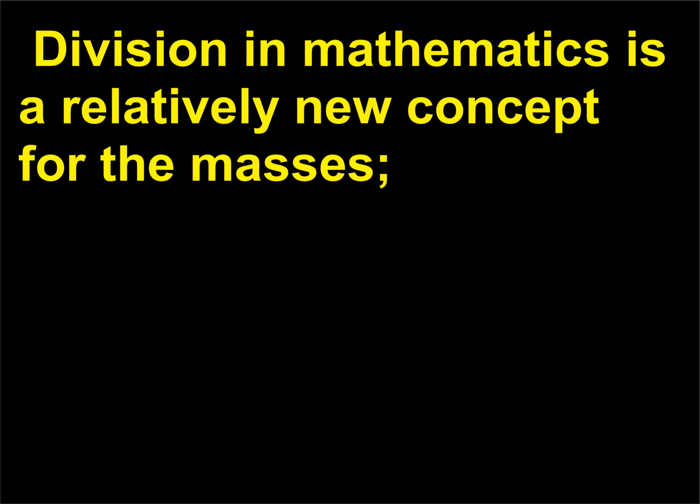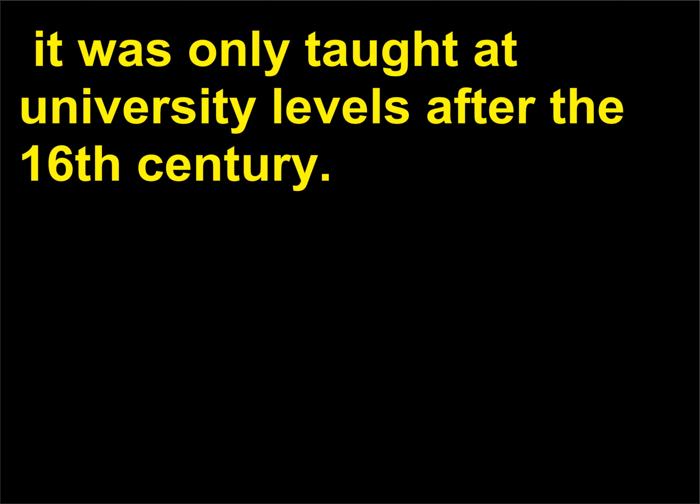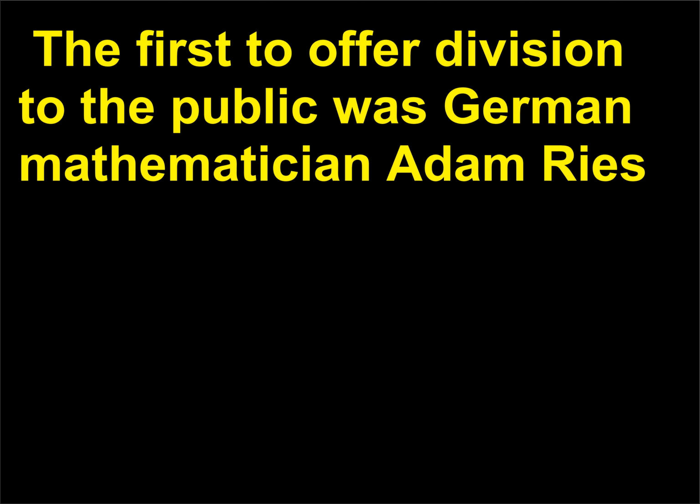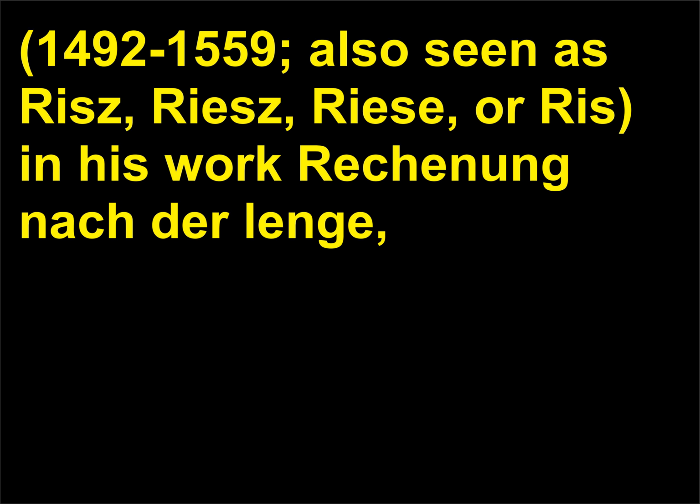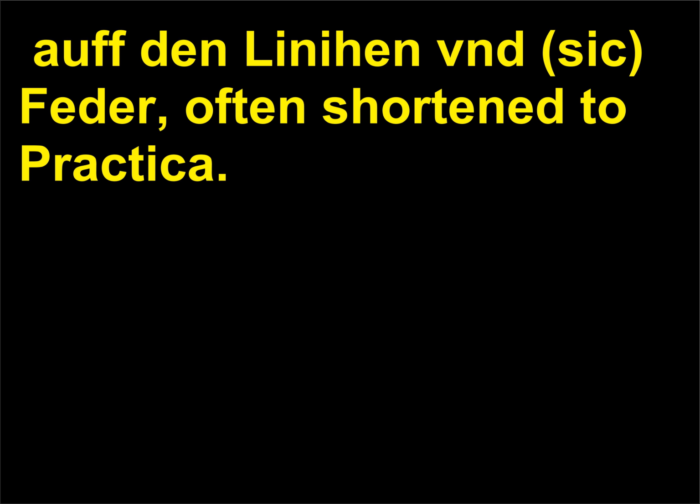Division in mathematics is a relatively new concept for the masses. It was only taught at university levels after the 16th century. The first to offer division to the public was German mathematician Adam Riese, 1492 to 1559, also seen as Ries, or Ris, in his work Rechnung nach der Länge auf den Linien und Federn, often shortened to Practica.